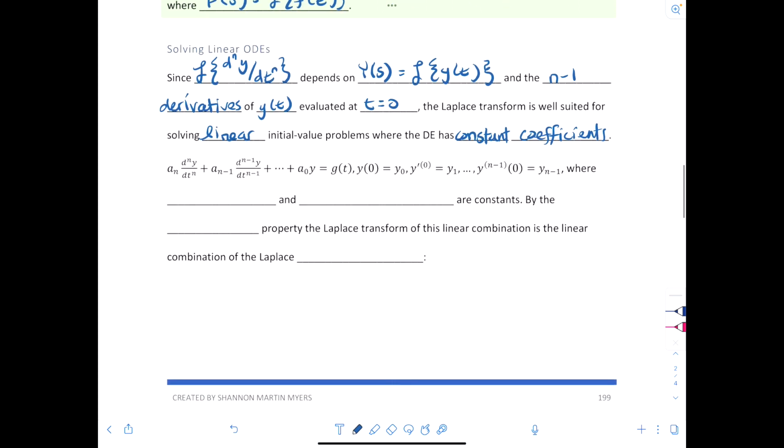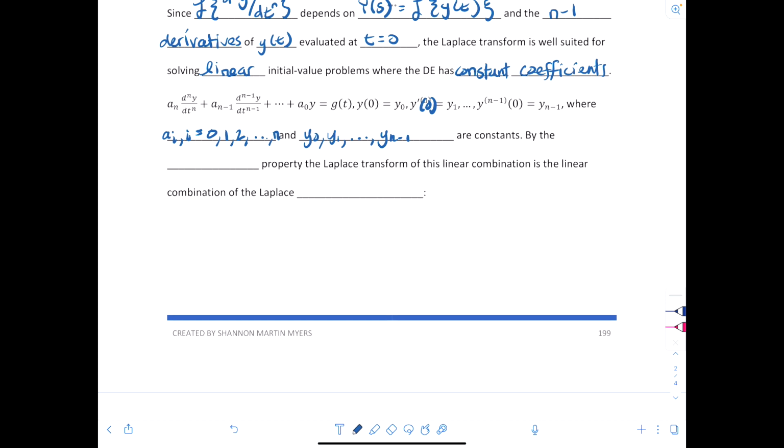So this whole big equation, a sub n times the nth derivative of y with respect to t, plus a sub n minus 1 times the n minus first derivative of y with respect to t, all the way down to a sub 0 times y equal to g at t, where we're given these initial conditions. y at 0 is y0. y prime, sorry, that's a typo, at 0 is y1, dot, dot, dot, the n minus first derivative of y at 0 is equal to y sub n minus 1, where the a_i, i equal to 0, 1, 2, dot, dot, dot to n, and y0, y1, all the way to y sub n minus 1 are constants.